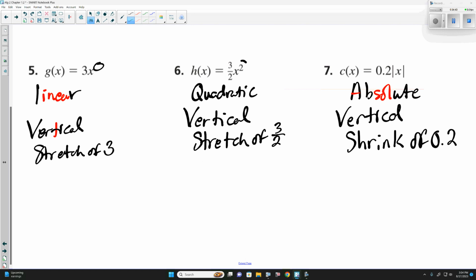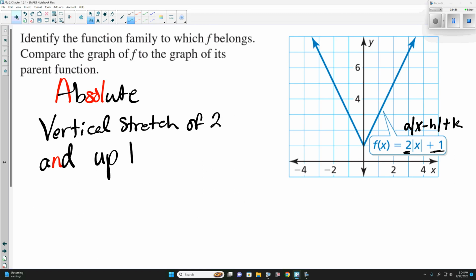On 6, yes, it will have the absolute value. Quadratic is going to have an exponent of 2. So for determining a, it would be like +1 or -1 or something like that. So here we don't have anything inside the absolute value, so there is no h. We only have the k on the outside.